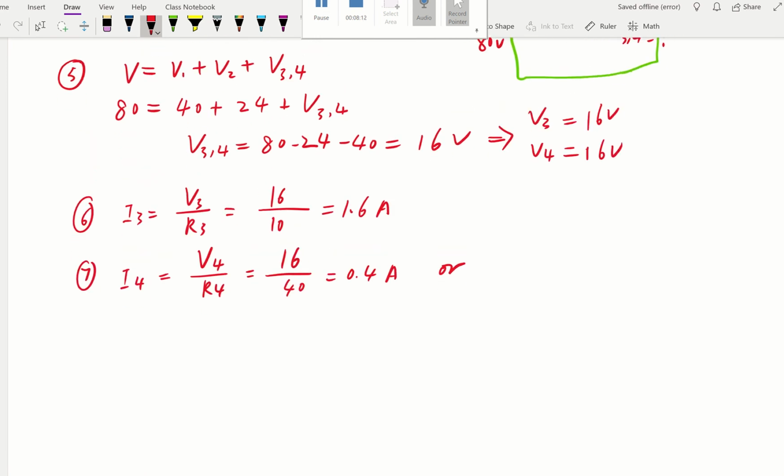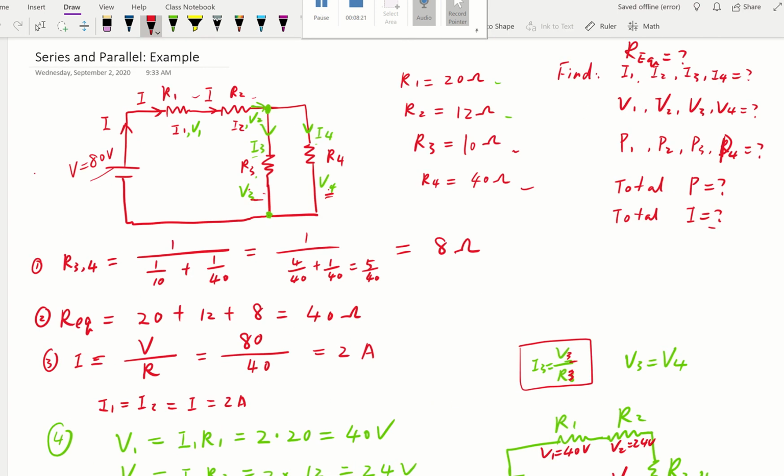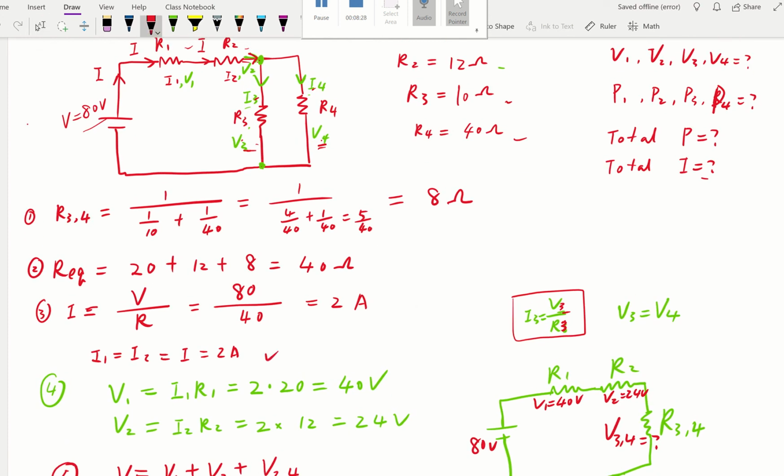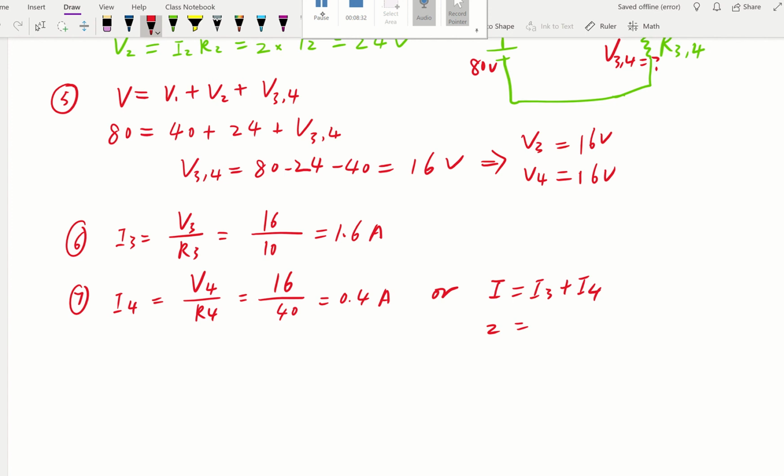Or you can consider, remember, that the main current I branches up into I3 and I4, right? And we know this I, because we calculated it, is 2 amps here. So 2 amps, and you calculated I3 earlier, it's 1.6 amps. Then you can calculate I4 and you get the same answer, 0.4 amps, either way.